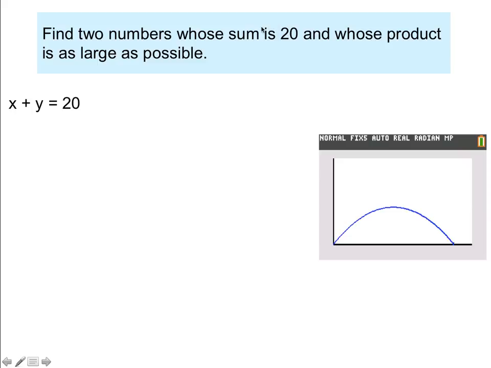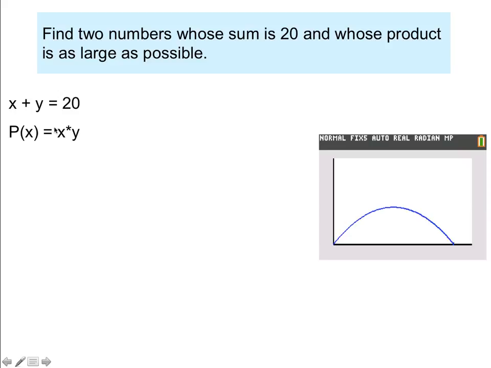So our constraint is that their sum, or when we add them together, their sum is 20. So here's my constraint. This is my restriction. Whatever these two numbers are, they've got to add to 20. And then we're going to optimize the product. So I'm going to call the optimizing function p of x, p for product. And again, it's p of x because I want to have a single variable to represent this function. And we know the product is multiplying two numbers together, x times y.